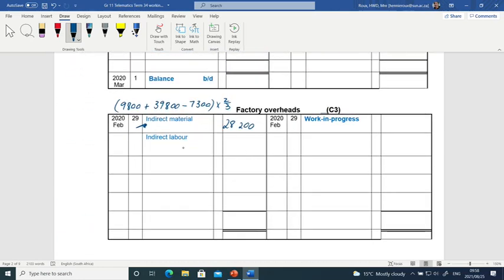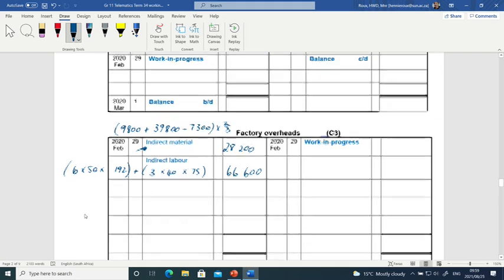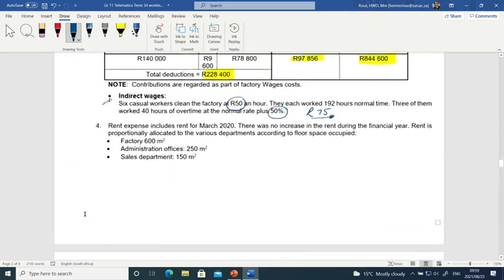Factory overheads, indirect labor. They said we had 6 workers who work at 50 rand per hour, and they worked 192 hours in total. 3 of them worked 40 hours overtime at 75 rand per hour, 50 rand plus 25. So the total indirect labor, 66,600. And now for the rest of the information, I have to read again.